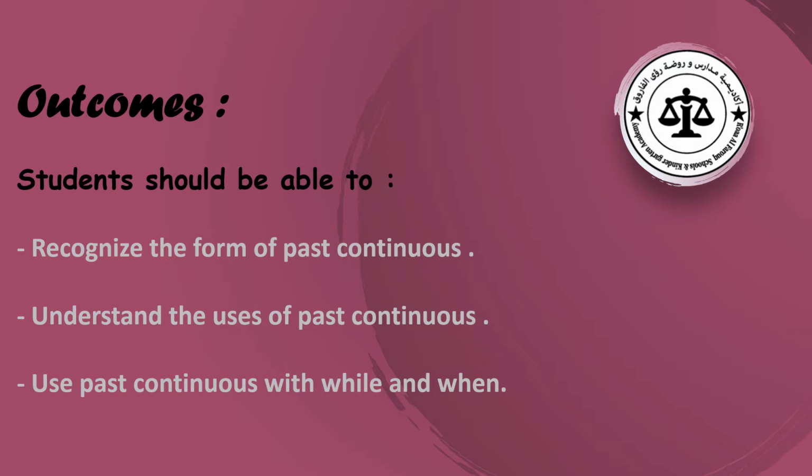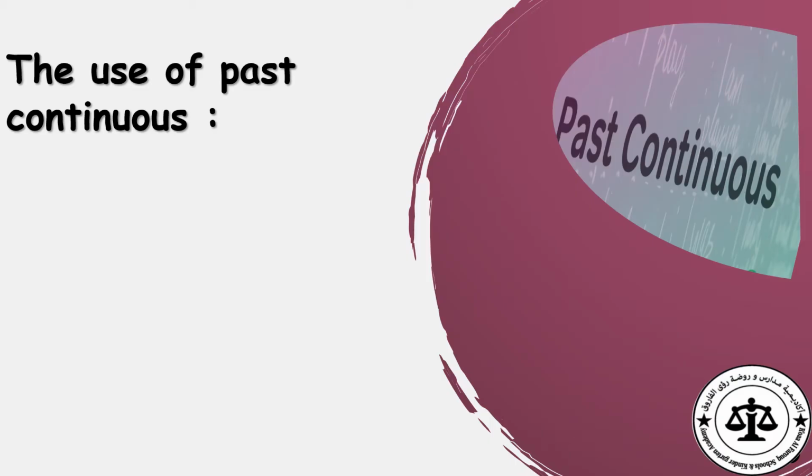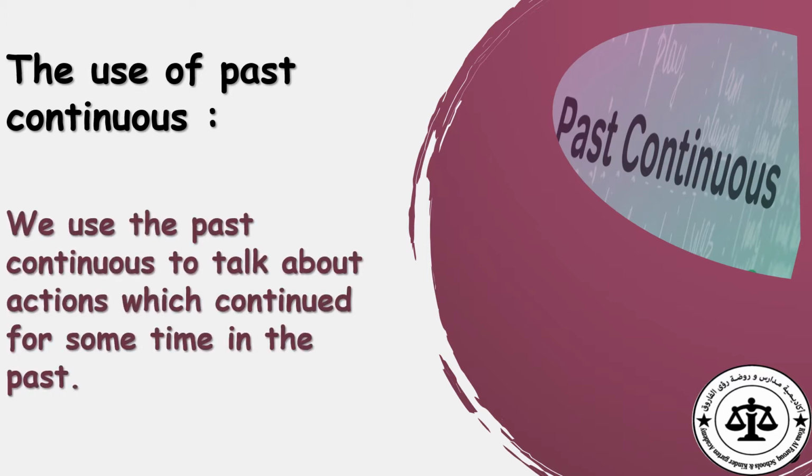Let's start with the first use of past continuous. The use of past continuous. When can we use past continuous? We use it if we want to talk about actions which continued for some time in the past. This is past continuous. الماضي المستمر.